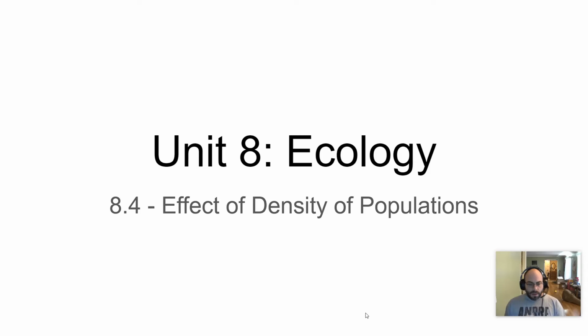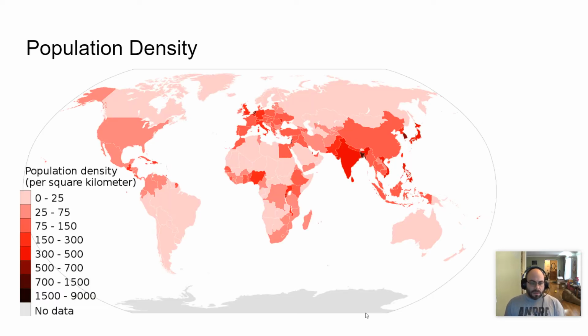All right, in this video, we'll be looking at 8.4, the effect of density of populations, Unit 8, ecology, and AP Biology. So what is population density? Population density refers to how closely individuals in that population live to one another. If there's a wide area with very few people, that's going to be a very sparse population. If there's a small area with lots of people, that's going to be a very dense population.